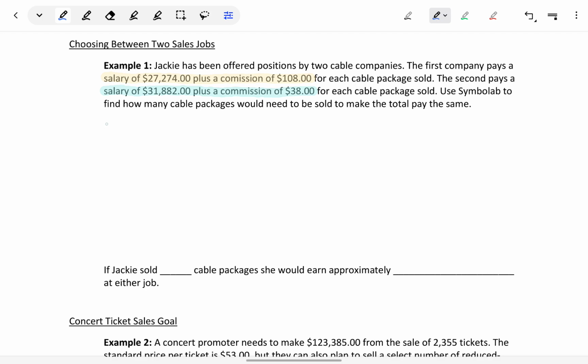be of the form y equals mx plus b, or in this case, y equals some variable amount times x plus some fixed amount. In order to identify the variable amount and the fixed amount, we'll look at the information we're given for each company. First, we'll start with the first company.